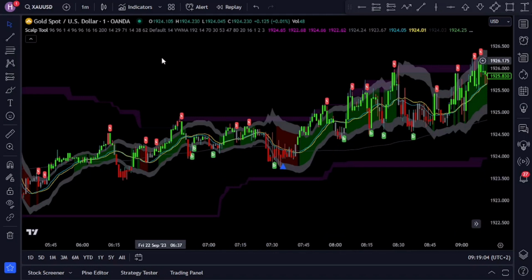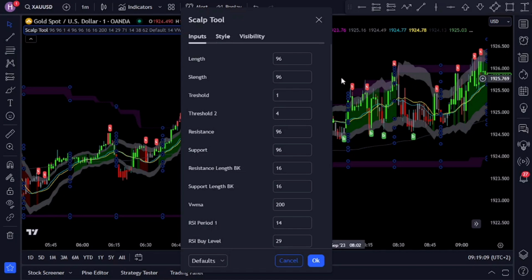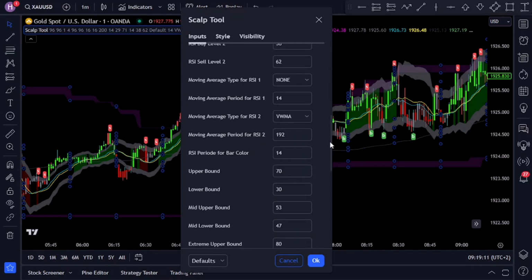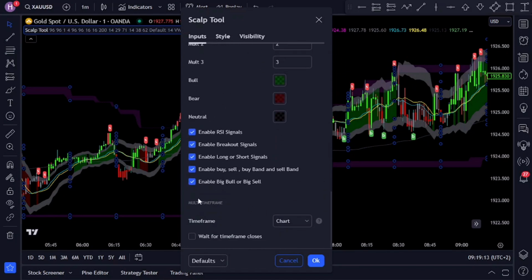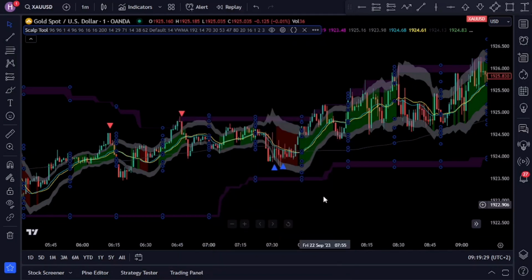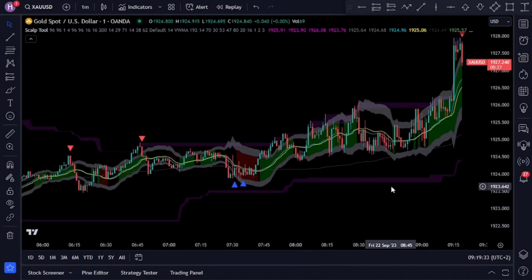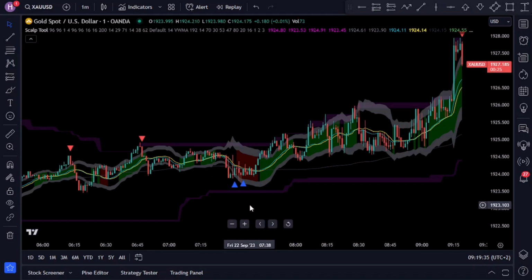Next, let's head over to the settings to show you how to customize the indicator for a specific approach. First, under the Inputs tab, we are going to unselect the following options, as we'll be focusing on the signals generated by the two relative strength index indicators that are running in the background. Then head over to the Styles tab and unselect the following, as we'll be incorporating price action as a part of our analysis. Now that we have made these customizations to the indicator, let's explore the exact rules for entry.